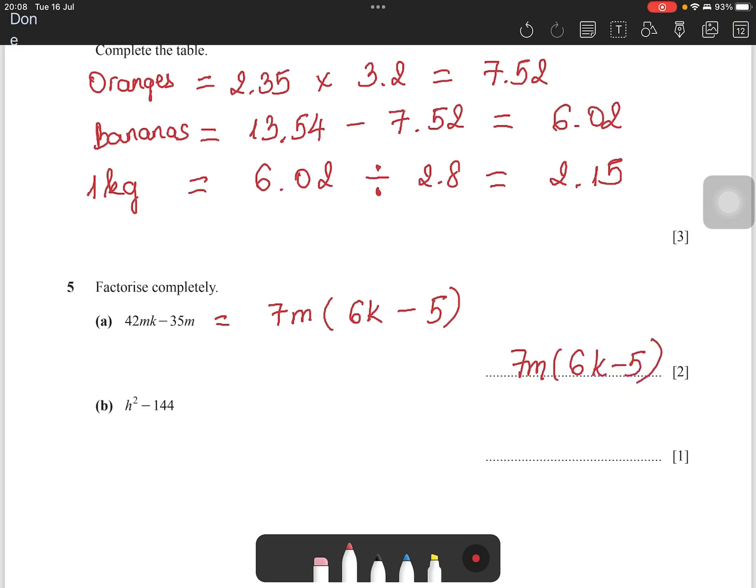Next, B. h squared minus 144. You know 144 is actually 12 squared. So this one has the form a squared minus b squared. And the answer should be h minus 12 multiplied by h plus 12.